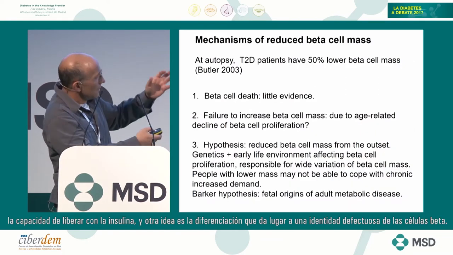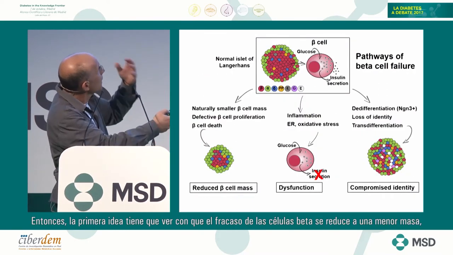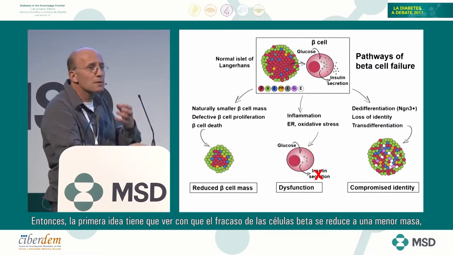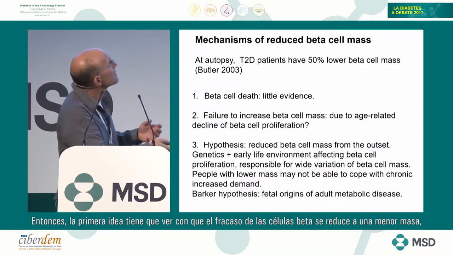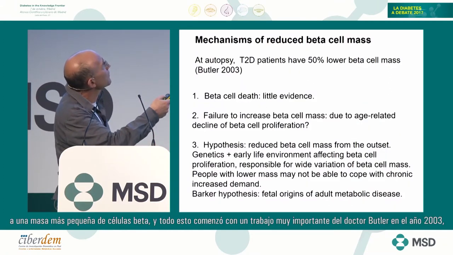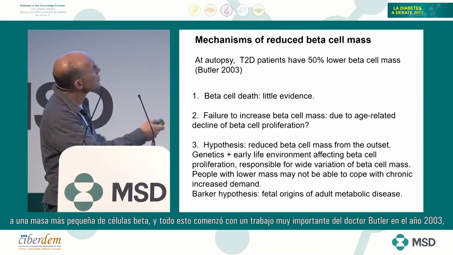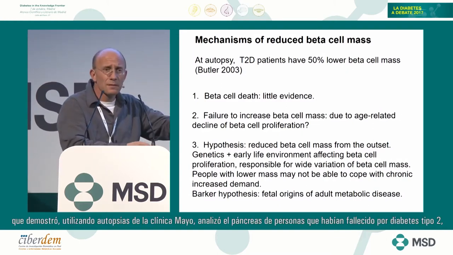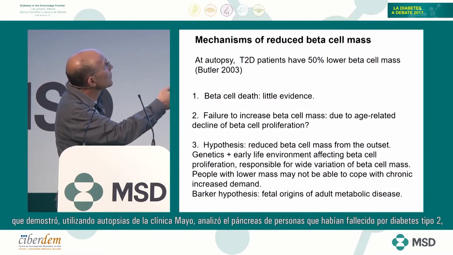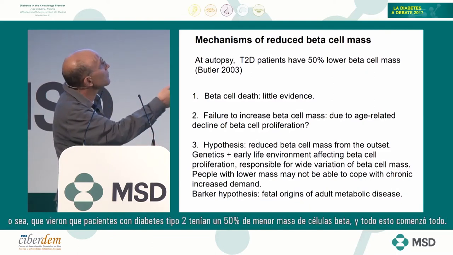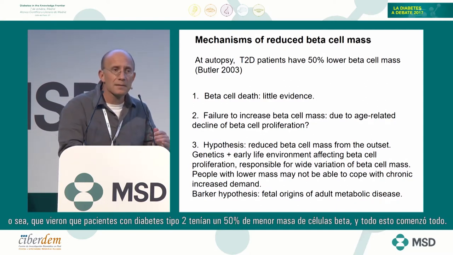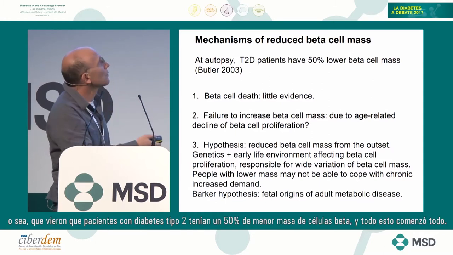So the first idea is that beta cell failure is because of reduced beta cell mass. And I think this all started from really seminal work by Peter Butler in 2003, using autopsies from the Mayo Clinic. He looked at the pancreas of people who died with type 2 diabetes or with no type 2 diabetes. He found that patients with type 2 diabetes had 50% lower beta cell mass. This really started it all, I think.